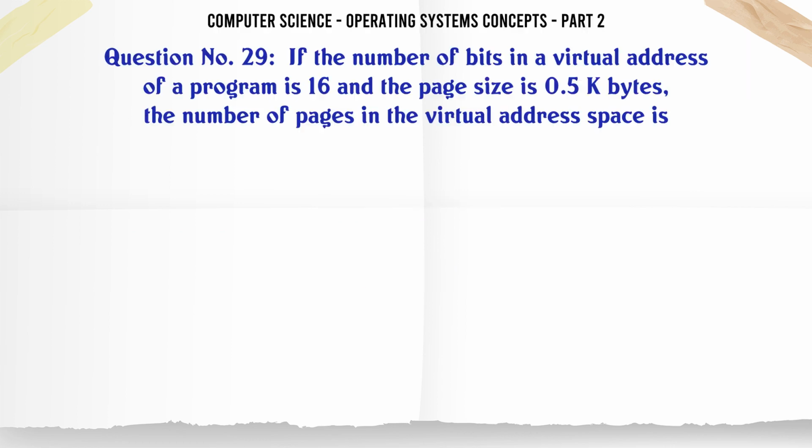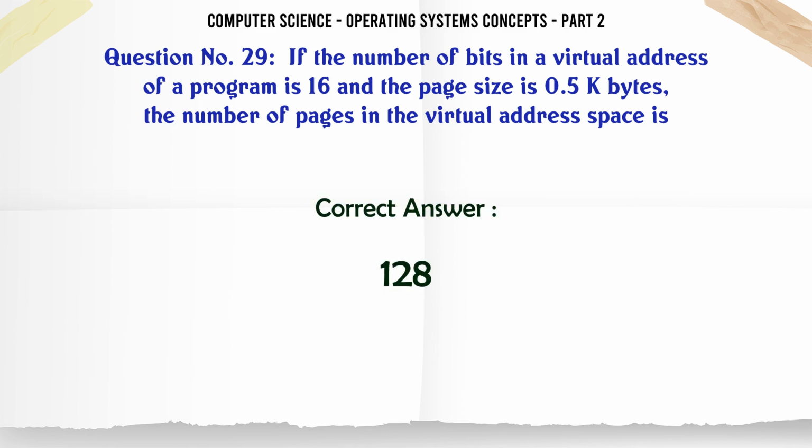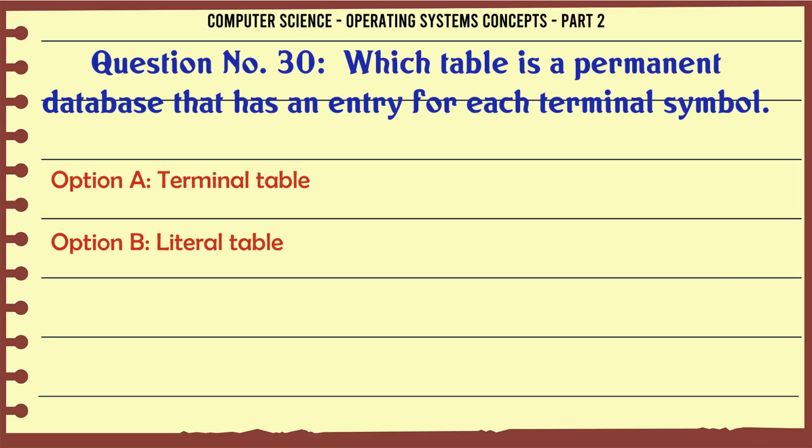If the number of bits in a virtual address of a program is 16 and the page size is 0.5 KB, the number of pages in the virtual address space is A. 16, B. 32, C. 64, D. 128. The correct answer is 128.